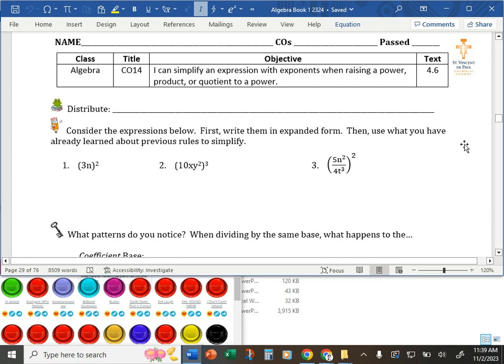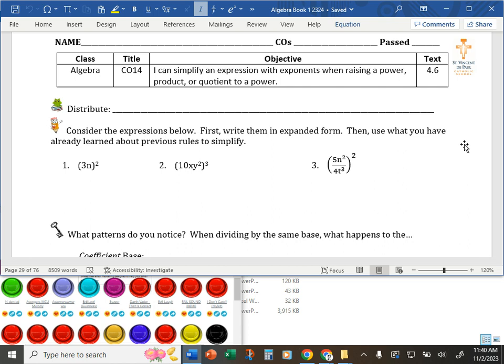Algebra, we are starting CO14, which is simplifying expressions when raising a power, product, or quotient to a power. The shortened version of this is called a power to a power. And if you notice, what do all three of these expressions have in common?